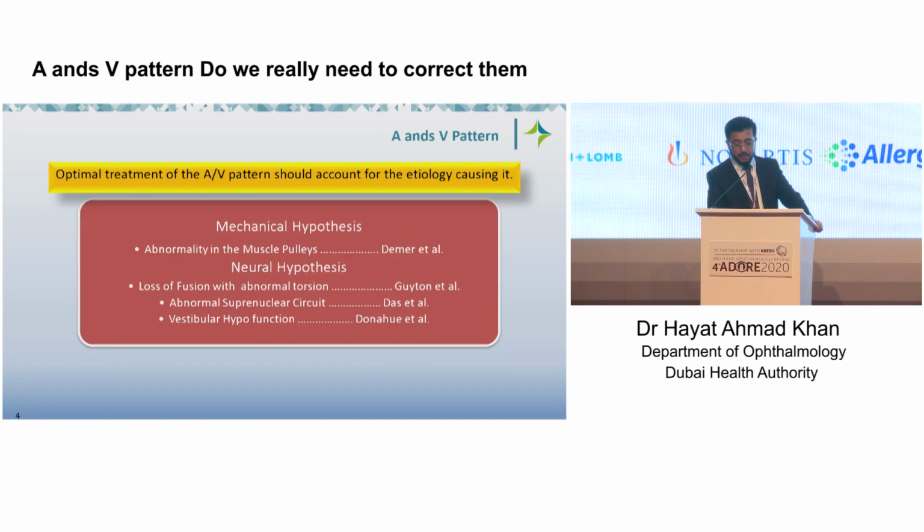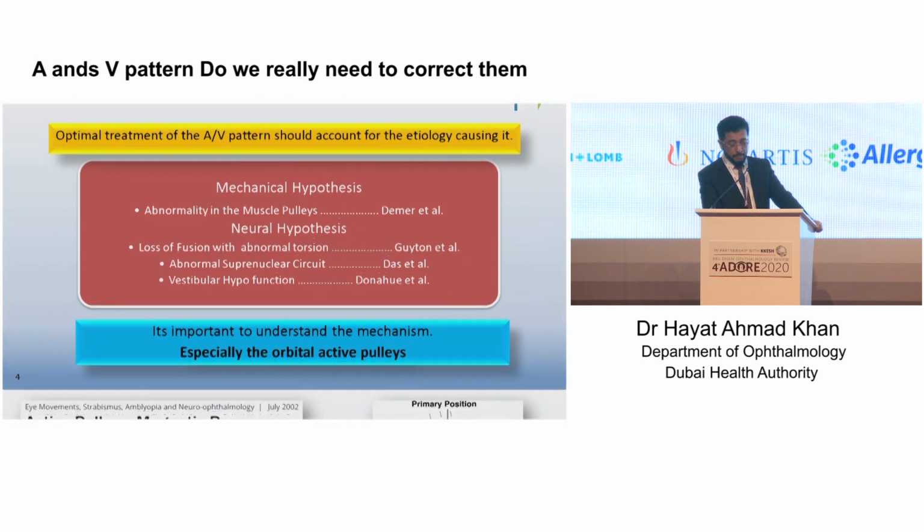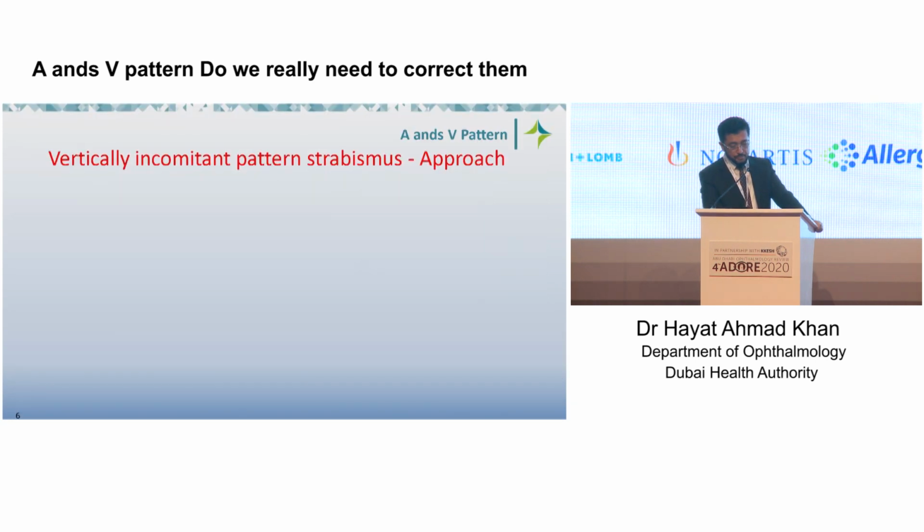What is causing the pattern is the most important thing. We have mechanical hypothesis, neuronal hypothesis. Most importantly, we need to know the orbital active pulleys, where Joe Demer did amazing work, especially looking at the MRI study, and this is real, and now we have to understand how these pulleys work and how we understand the patterns based on this.